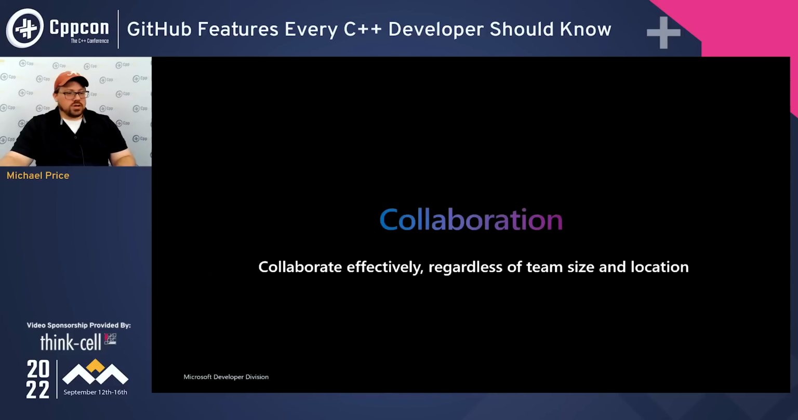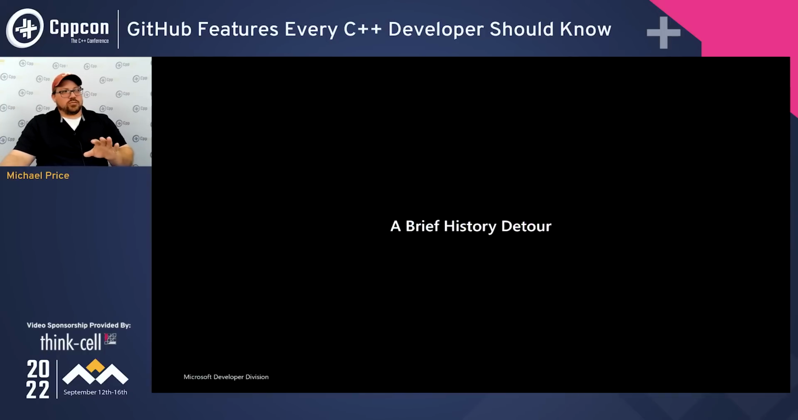Okay, collaboration. So GitHub's all about collaboration, right? But we're going to take a brief history detour, because I often find that people have a conceptual model that the conceptual model of Git doesn't really work with them that well, because it's different than other traditional source control tools. So we're going to talk to them about that.